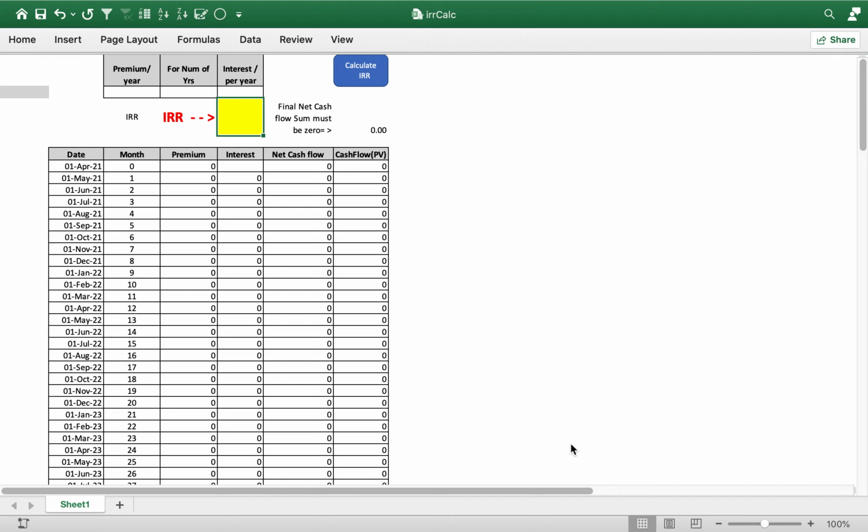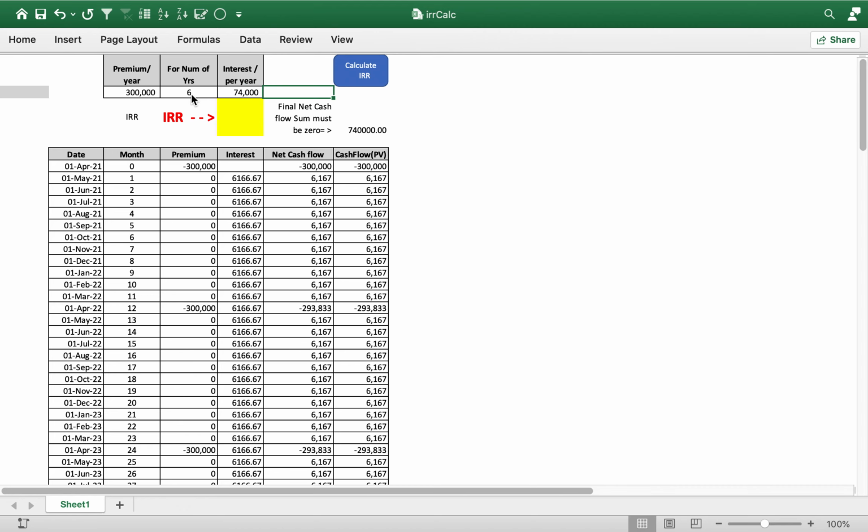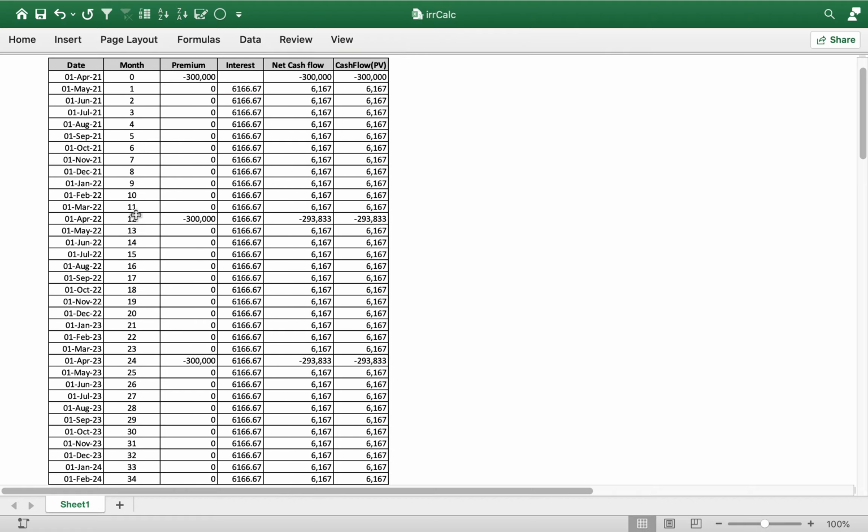your investment. So the scheme is like this: you pay a premium of 3 lakh rupees per annum, 300,000, 3 lakh rupees per annum. You pay it for 6 years, and you will get 74,000 rupees per annum prorated monthly as interest. At the end of 10 years, you will get back your deposit.